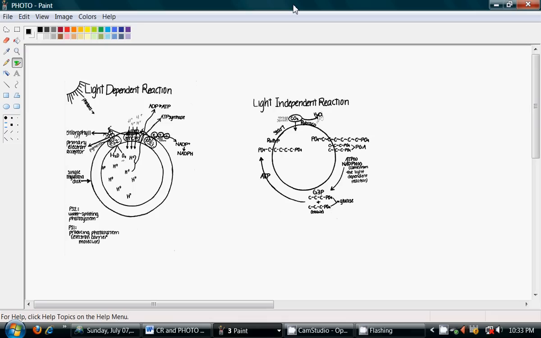So here we're looking at our light-dependent reactions right here, right? Now, the key here is that we need light to do this process, right? We have the sun playing a key role. It's emitting photons, but all you need to remember is that it's emitting energy, and that causes things to heat up, and when things heat up, they get excited.